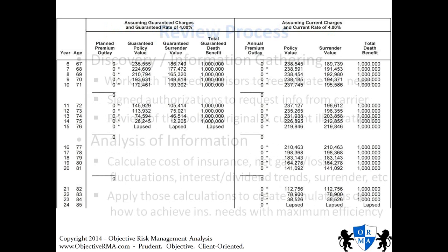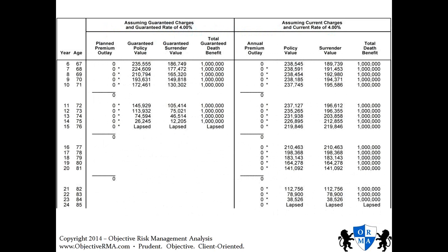Now, this is an illustration. You might have seen one if you've ever looked at your insurance contract. And what a lot of people will tell you when you look at this is you have a guaranteed side and you have a non-guaranteed side. The guaranteed side is showing maximum charges and the minimum crediting rate that's built into the contract. In this case, it's 4%. So with maximum charges, this particular policy would lapse at age 76.